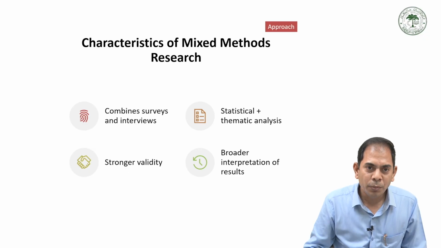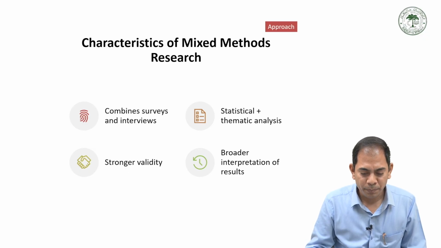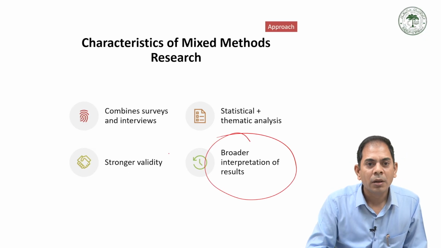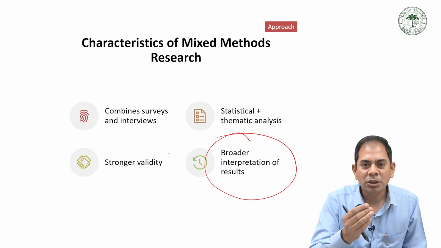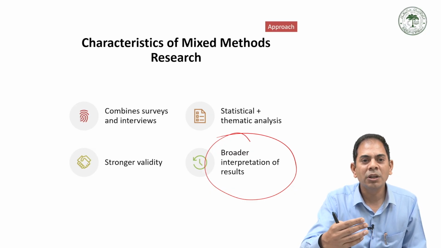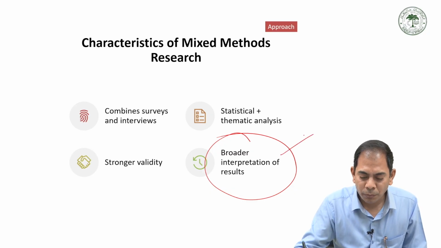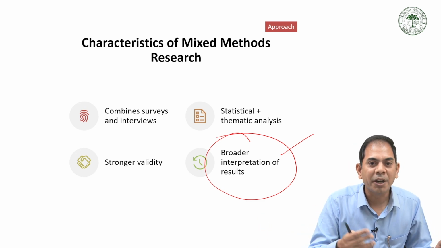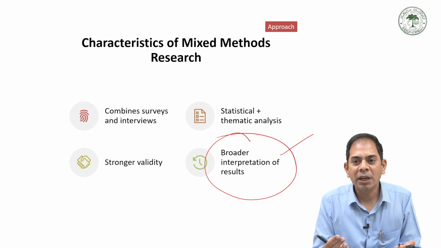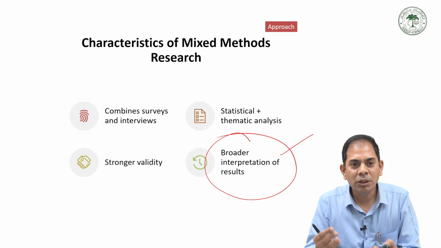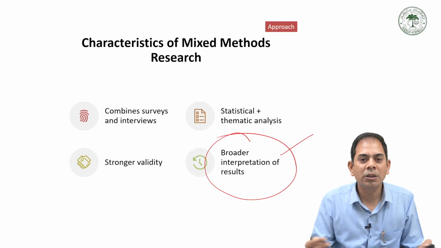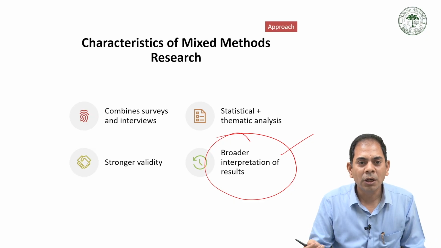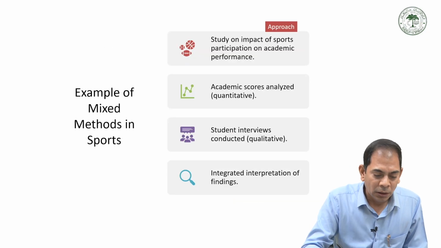Next is the broader interpretation of the result. Mixed method research allows the researcher to interpret findings from different perspectives. The numerical data explain what happened, while descriptive data explain why and how it happened. So this helps the researcher develop a broader and more meaningful understanding of the research problem.